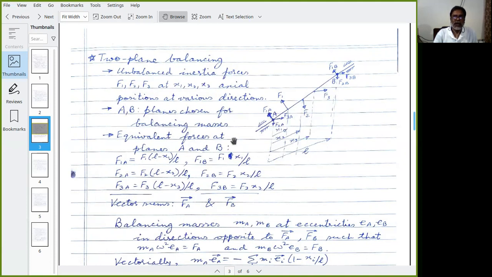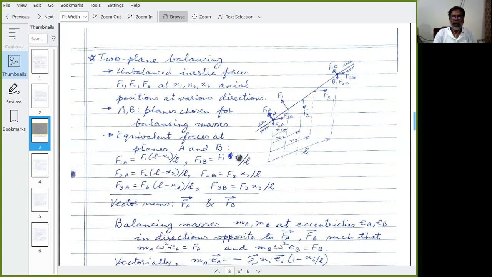Now, equivalent unbalanced forces at planes A and B will be found very easily. How? Say this F1. F1 can be replaced by one force here, F1A, and one force here, F1B. F1A is F1 times this distance, L minus X1, divided by this full distance. Similarly, F1B will be F1 times this little distance X1 divided by this full distance.